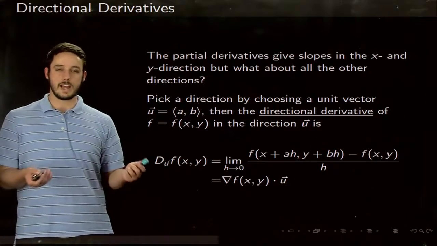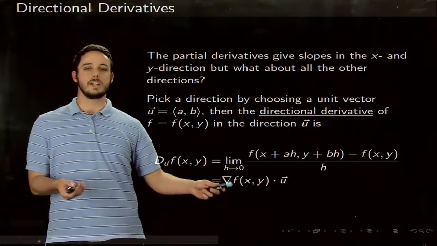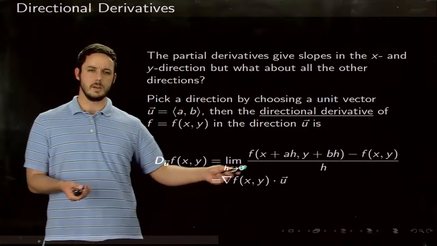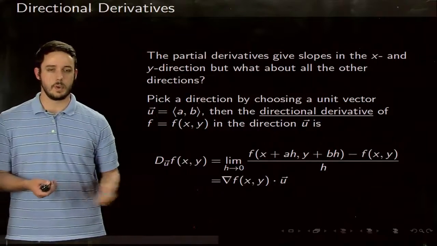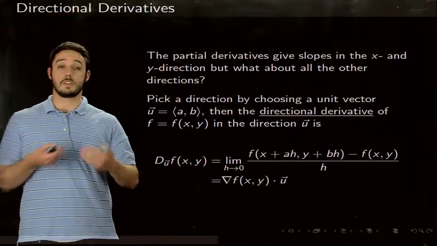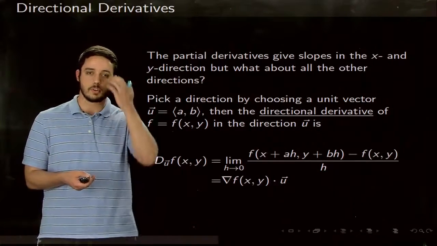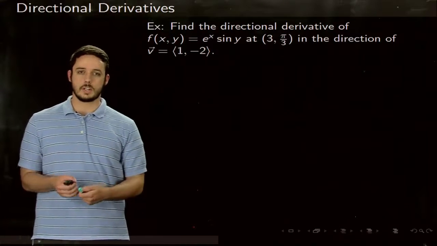And it turns out this is actually just equal to the gradient of the function dot producted with the unit vector. And so this gives us the derivative in that direction of the function f. So let's look at an example.